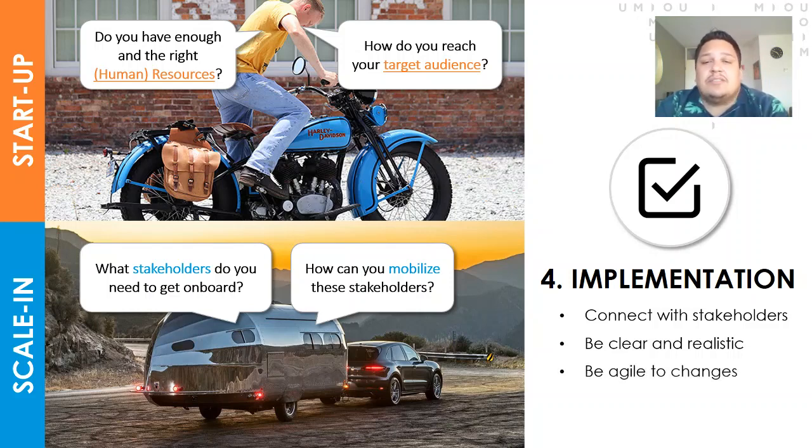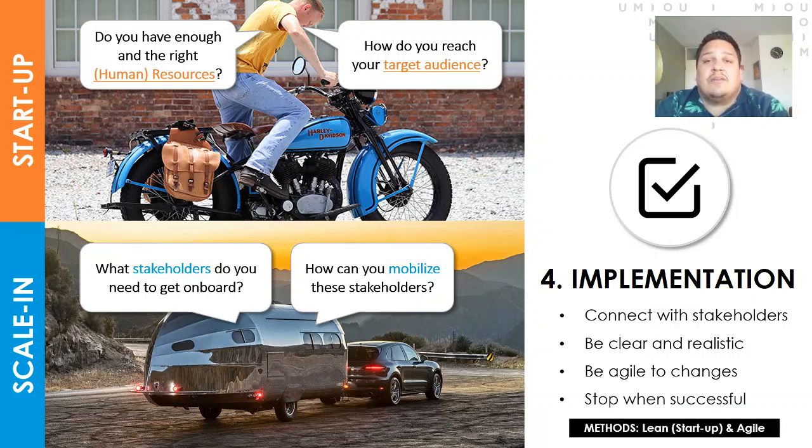And be clear and realistic here. That also means you need to be agile to changes. They might have certain specifications, some things we need to take into consideration. And we need to be as flexible there as we are with our end user. And it's very important to stop when successful. So this continuous improving is very important. You can use methods from Lean or Lean Startup and Agile, and I'm sure there are multiple team members that are familiar with these terms and know how to actually implement them. Then you already have an idea how you can move forward.